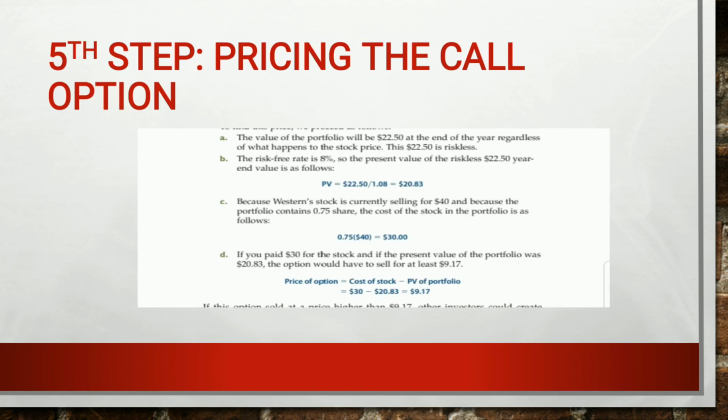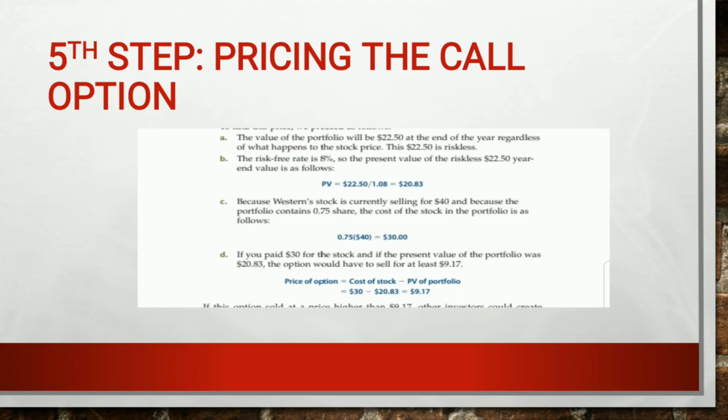So the fifth step is pricing the call option. The value of the portfolio will be 22.50 at the end of the year, regardless of what happens to the stock price. So this $22.50 is riskless. The risk-free rate is 8% as stated in the problem. So the present value of the riskless $22.50 year-end value is as follows. PV is equal to $22.50 divided by 1.08. So it equals 20.83.